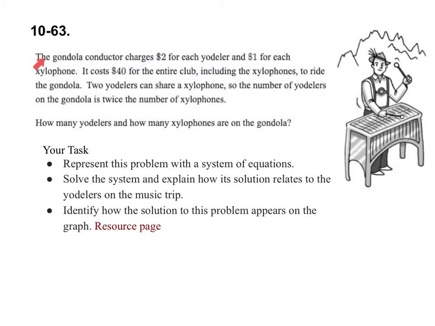This is problem number 10-63. The gondola conductor charges $2 for each yodeler and $1 for a xylophone. It costs $40 for an entire club, including the xylophones, to ride the gondola. Two yodelers can share xylophones, so the number of yodelers on the gondola is twice the number of xylophones. How many yodelers and xylophones are on the gondola?